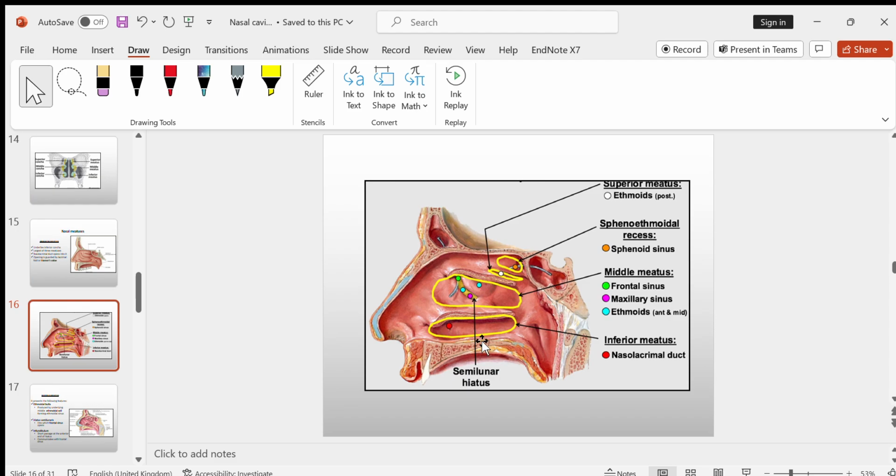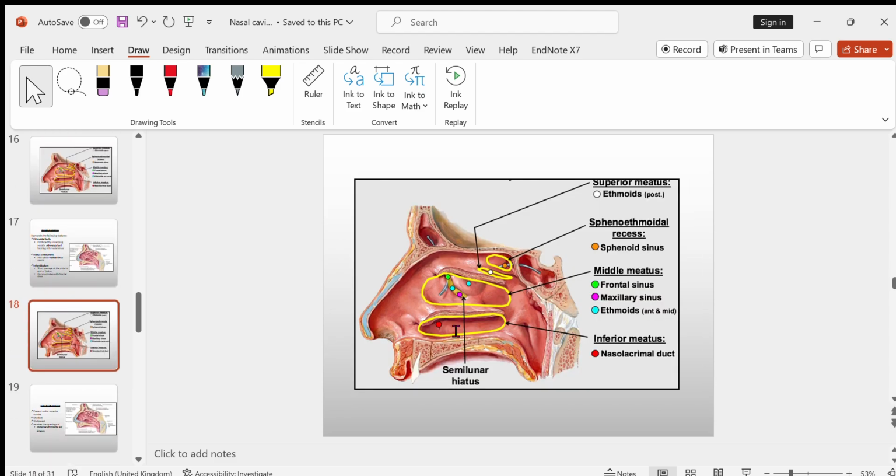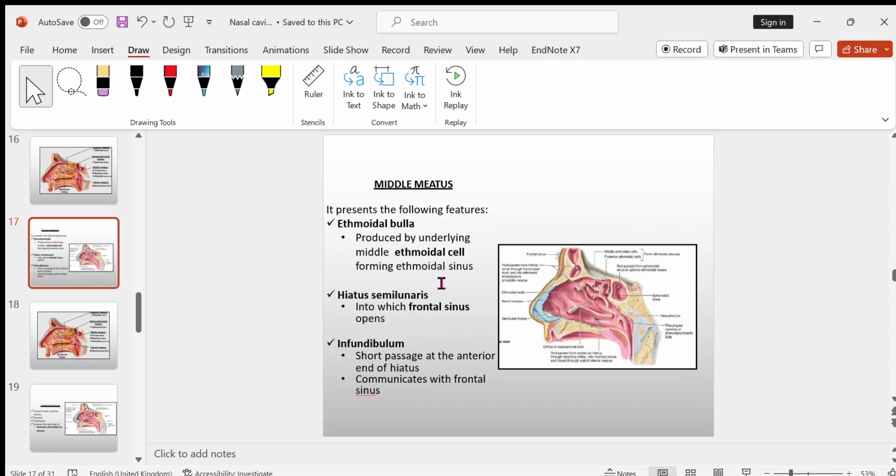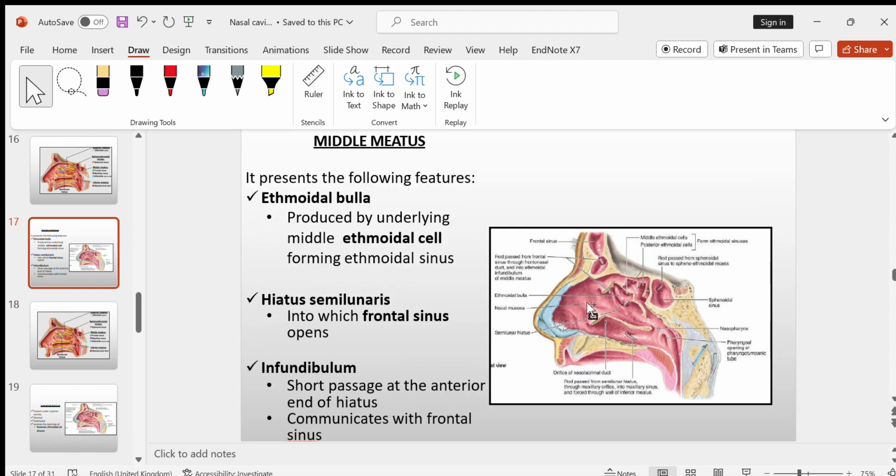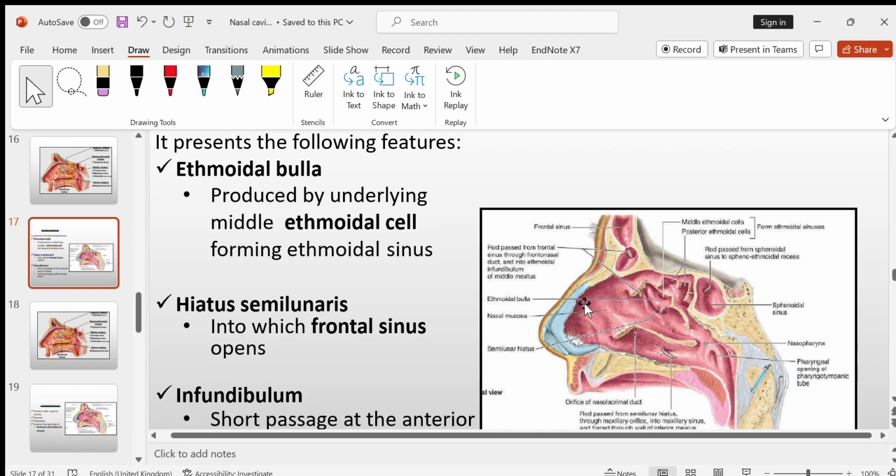First of all, we discussed the inferior meatus, so I'll show you the inferior meatus here. This is the inferior meatus beneath the inferior concha, and it has the opening of the nasolacrimal duct, this red spot. Then is the middle meatus. Middle meatus is the largest area and it has the most prominent features among the three meatuses.